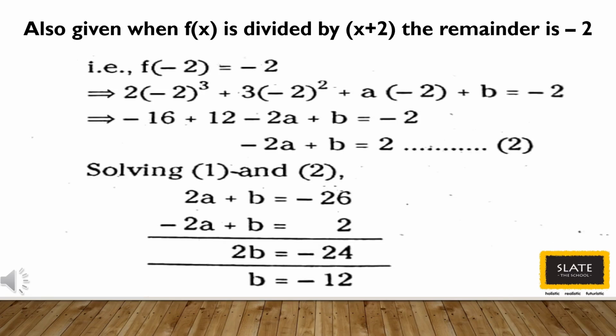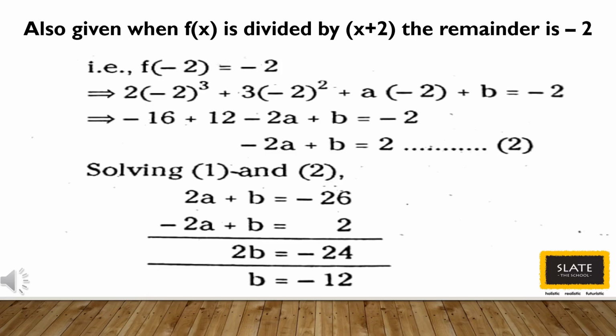It is also given that when f of x is divided by x plus 2, the remainder is minus 2. That is, by remainder theorem, f of minus 2 is equal to minus 2. That implies 2 into minus 2 whole cube plus 3 into minus 2 whole square plus a into minus 2 plus b is equal to minus 2. Minus 2 whole cube is minus 8.